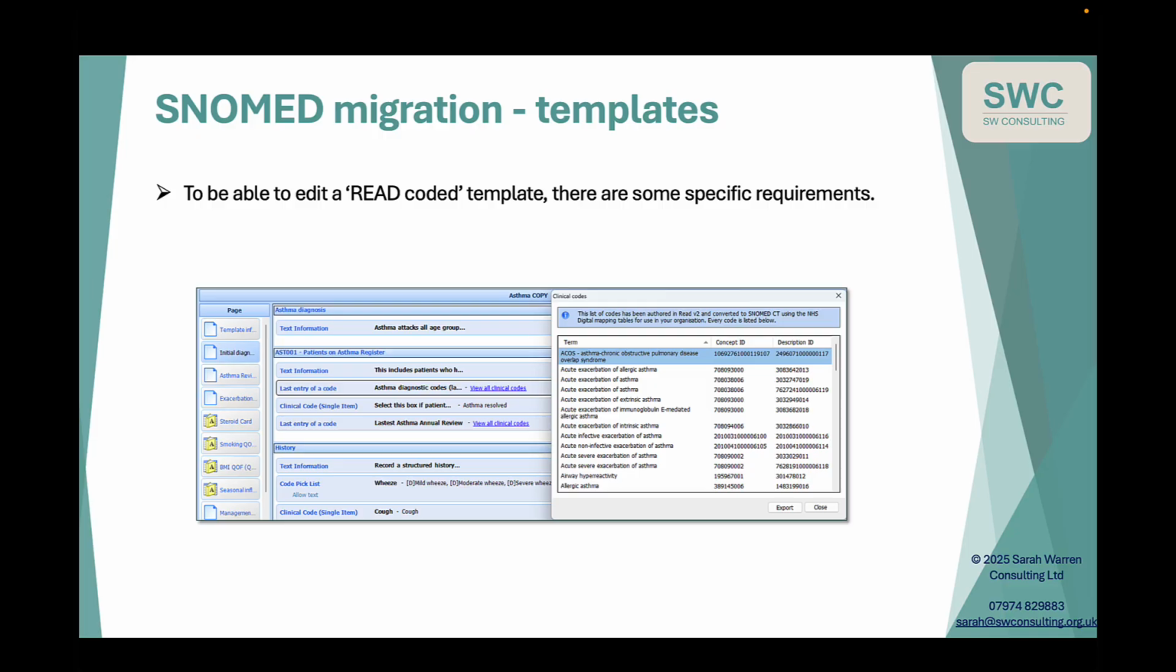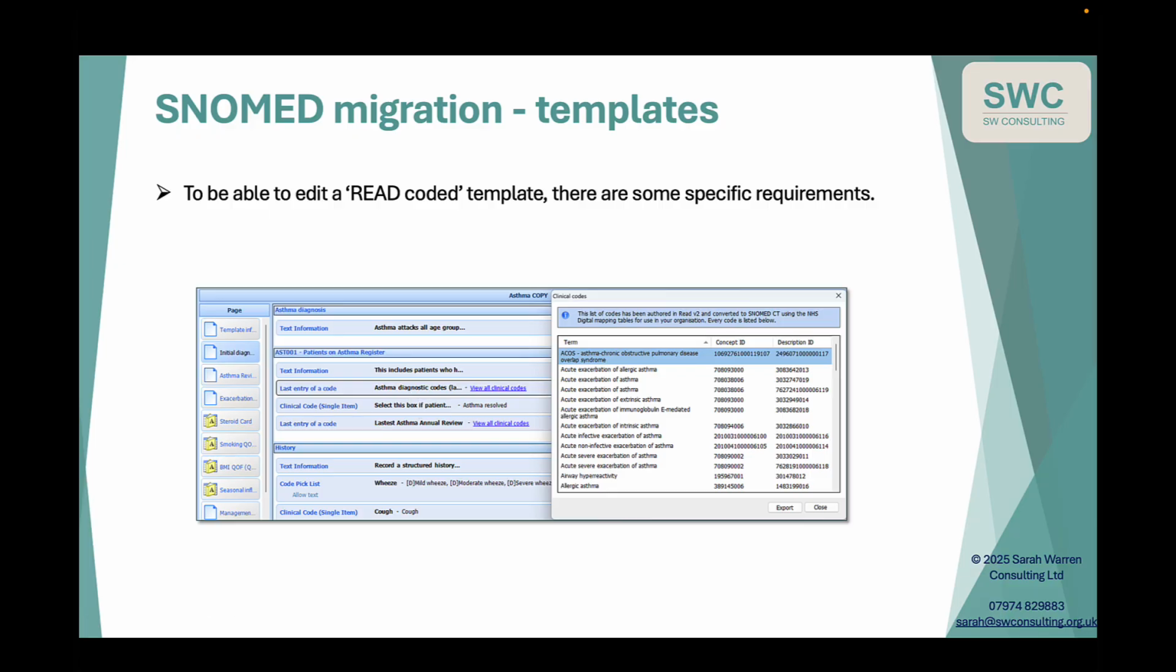And what I mean by hierarchical elements is something like a last coded entry or a code browser. So you can see in this example here, you've got last entry of a code, and that's in Read, and this last entry of a code is in Read. However, this clinical code single item has been mapped across. So if I delete these two elements, then I would be able to save the template, but I don't want to lose these from my template. So what I need to do is recreate them.